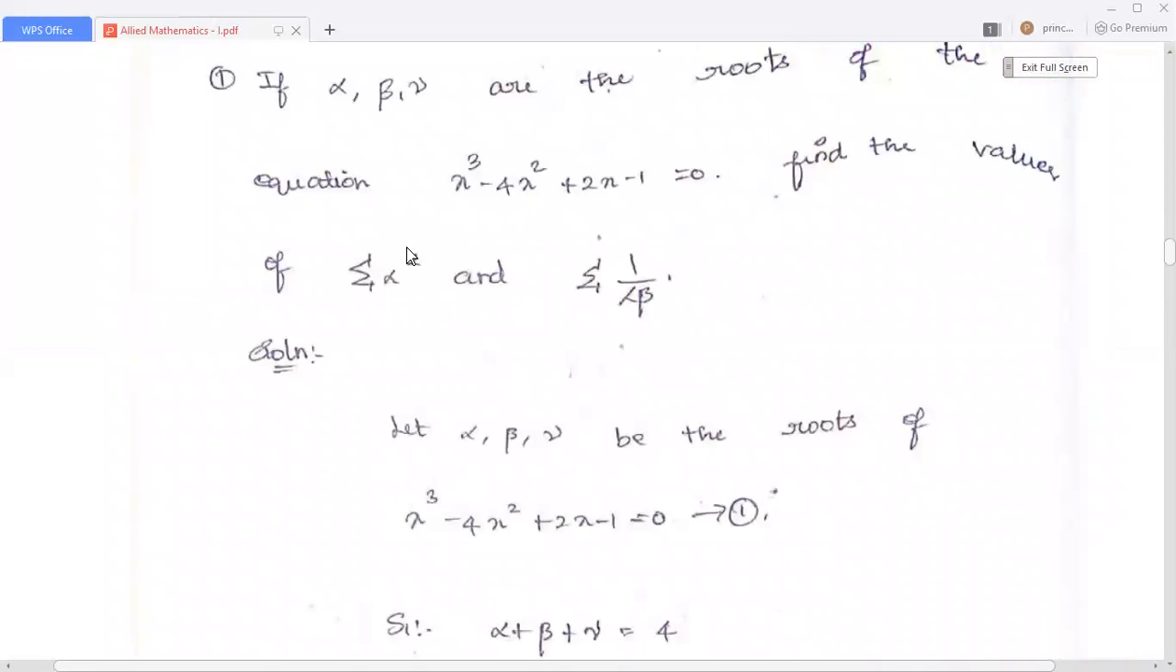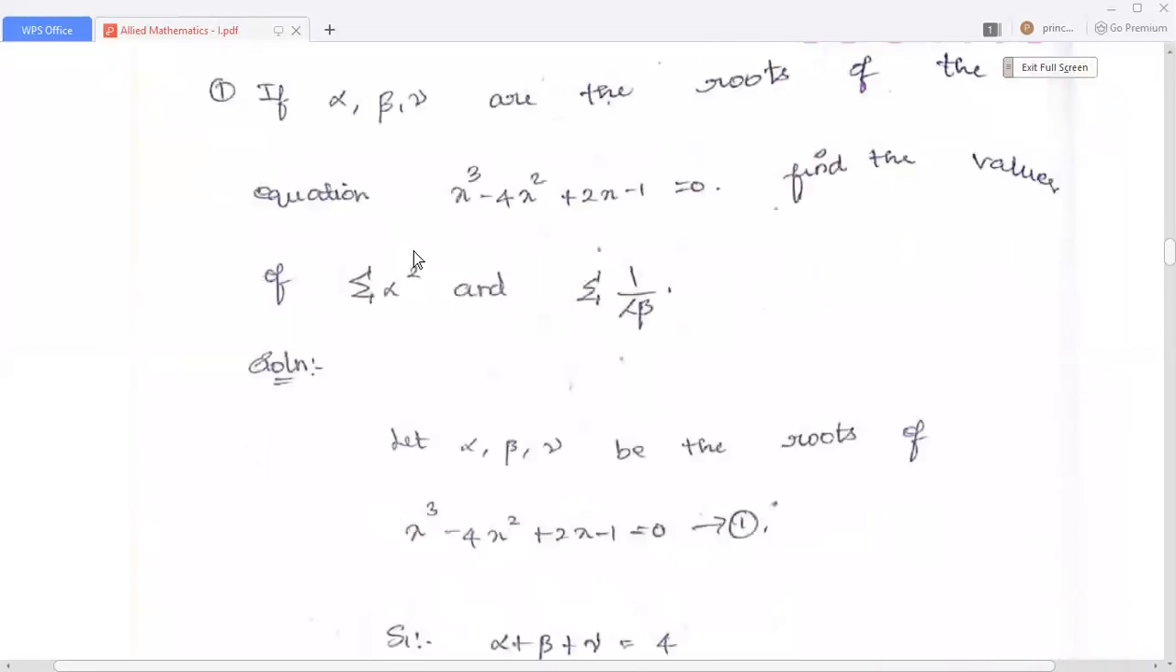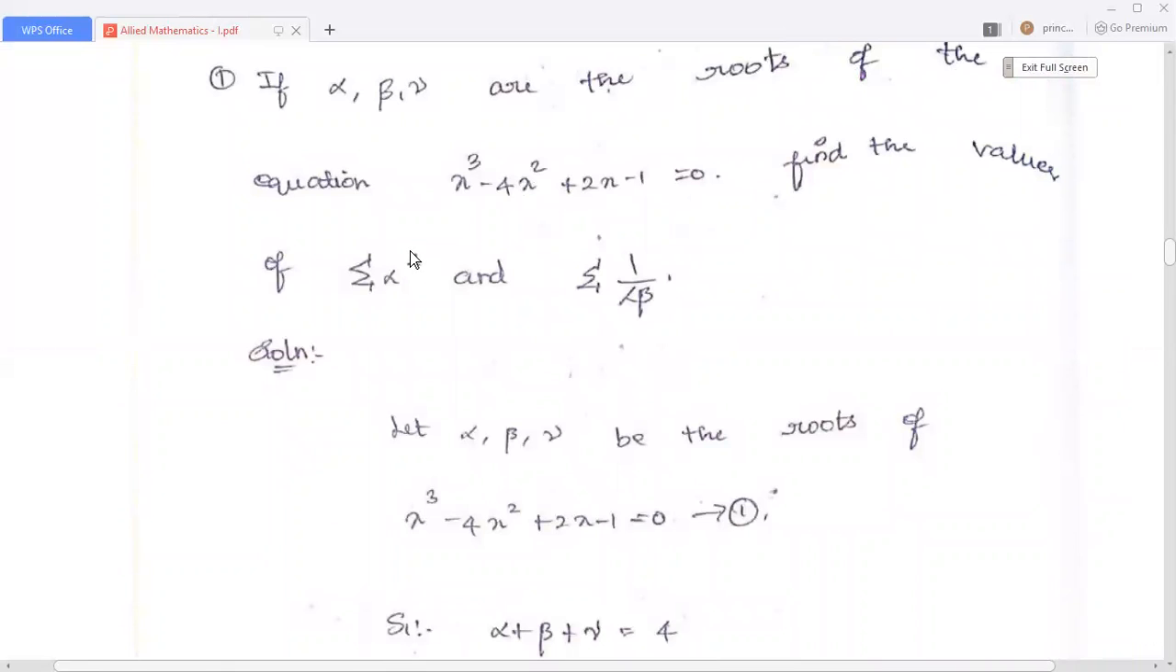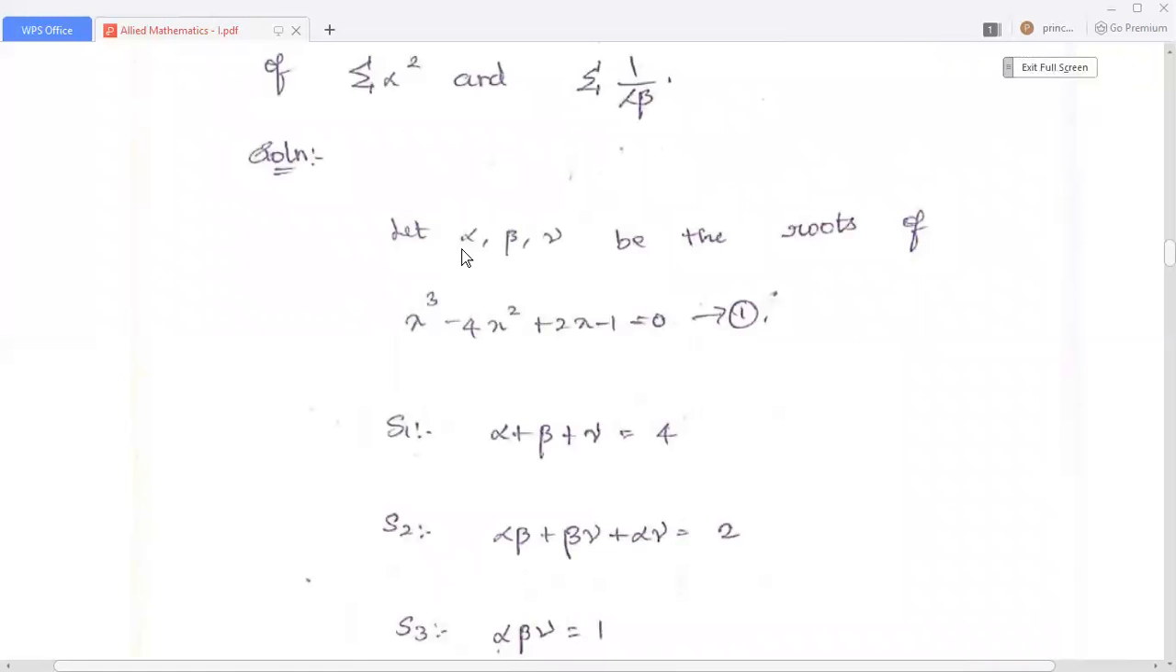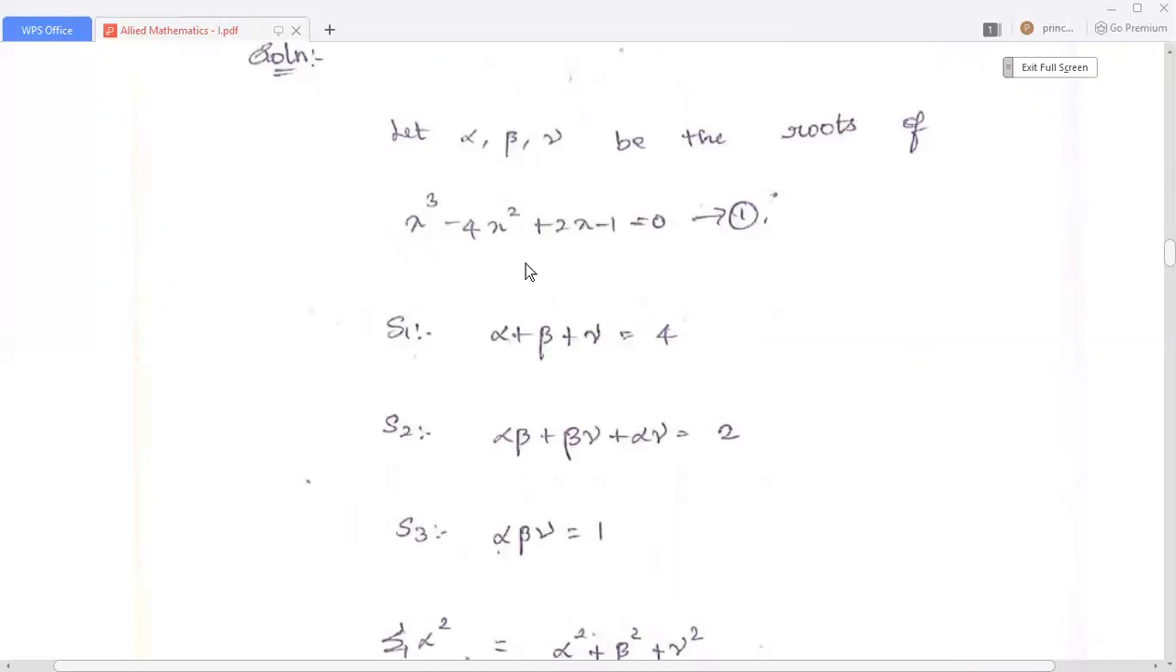Next problem. If alpha, beta, gamma are the roots of the equation x cube minus 4x square plus 2x minus 1 equal to 0, find the values of sigma alpha square and sigma 1 by alpha beta. We write the solution. Let alpha, beta, gamma be the roots of x cube minus 4x square plus 2x minus 1 equal to 0. This can be taken as equation number 1.